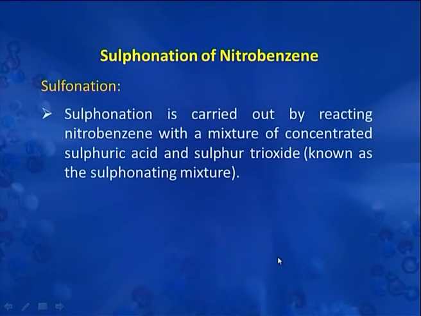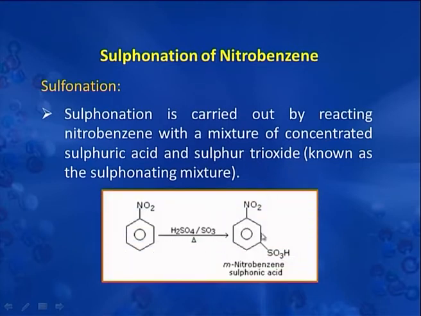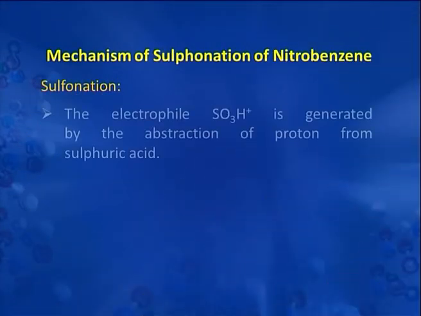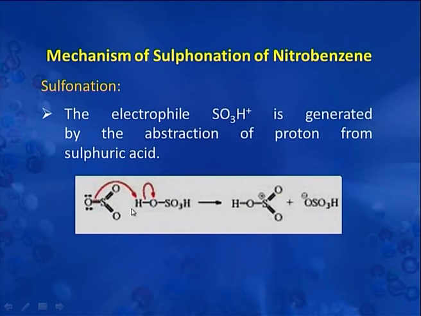In case of sulphonation, this is carried out by reacting nitrobenzene with a mixture of concentrated sulfuric acid and sulfur trioxide, which is also known as sulphonating mixture. Here again, the sulfonic acid group comes at the meta position with respect to the nitro group. In the mechanism of sulphonation, the electrophile SO3H+ is generated by the abstraction of a proton from the sulfuric acid. There is formation of SO3H+, the electrophile. The rest of the steps in sulphonation are the same as they were in case of nitration.